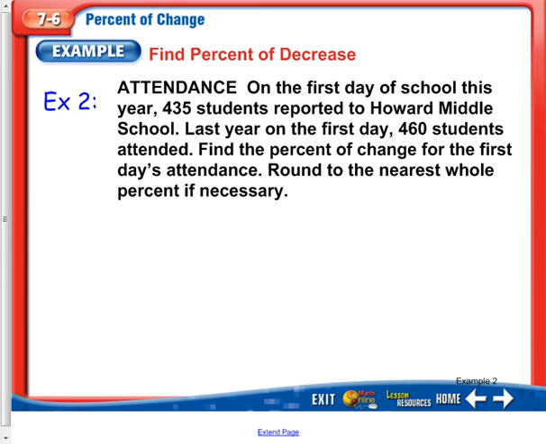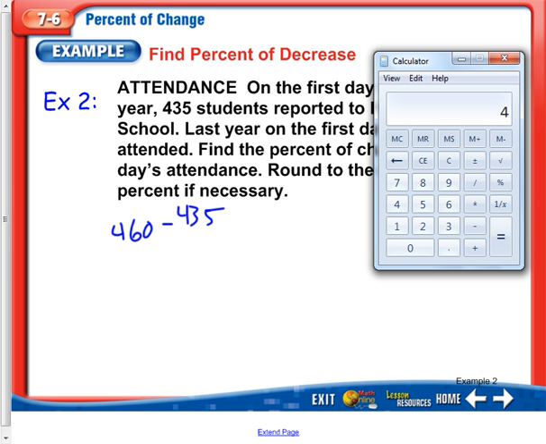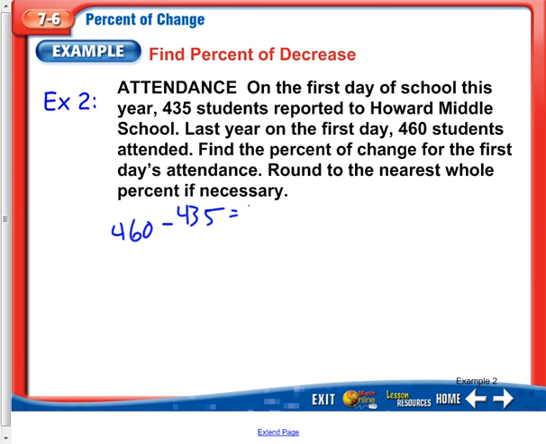Okay, so for example 2, on the first day of school this year, 435 students reported to Howard Middle School. Last year on the first day, 460 students attended. So find the percent of change for the first day's attendance and round to the nearest whole percent if necessary. So we just want to find the difference first. That's the very first thing. We want to say 460 minus 435, okay? And you can either do this by hand or you can type it in your calculator. So we get 25 as a total change.